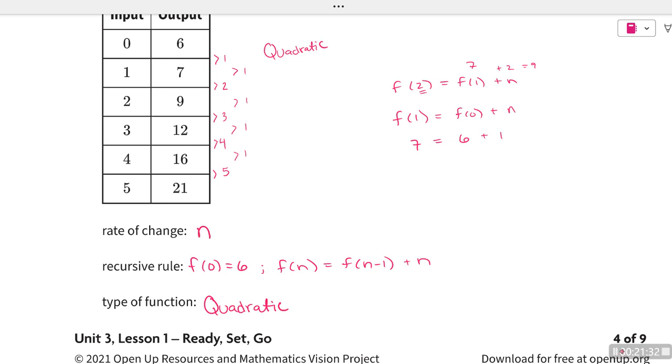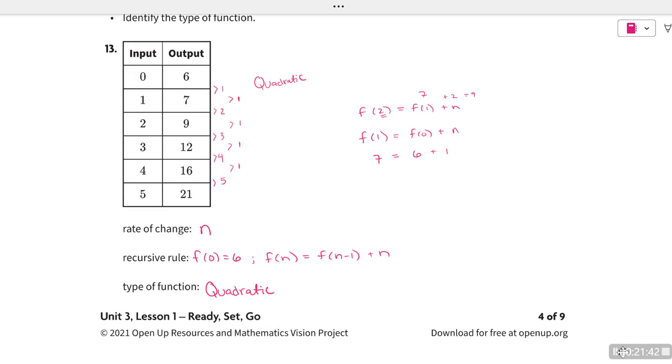Our rate of change is n, because it's a constant difference of just 1 right there. So n, or 1n if you prefer. You can always throw the 1 in front as a little placeholder. That's never a bad idea.